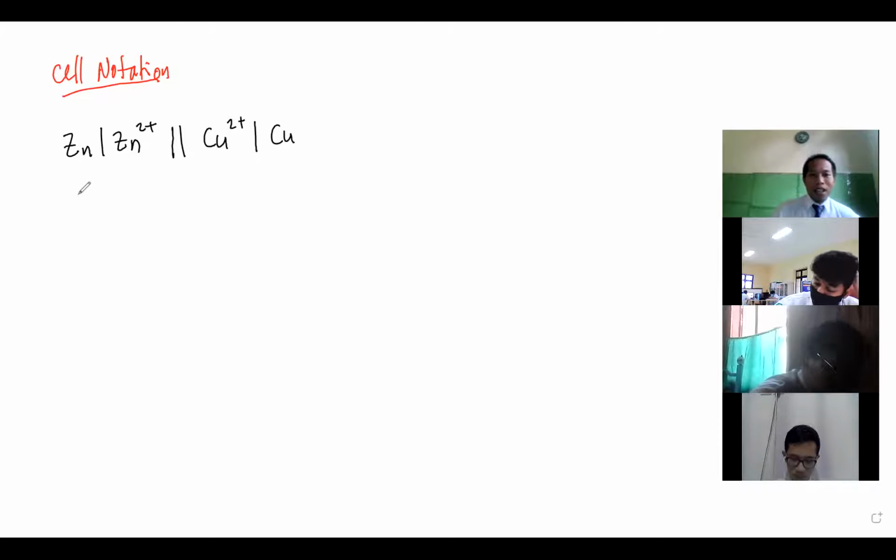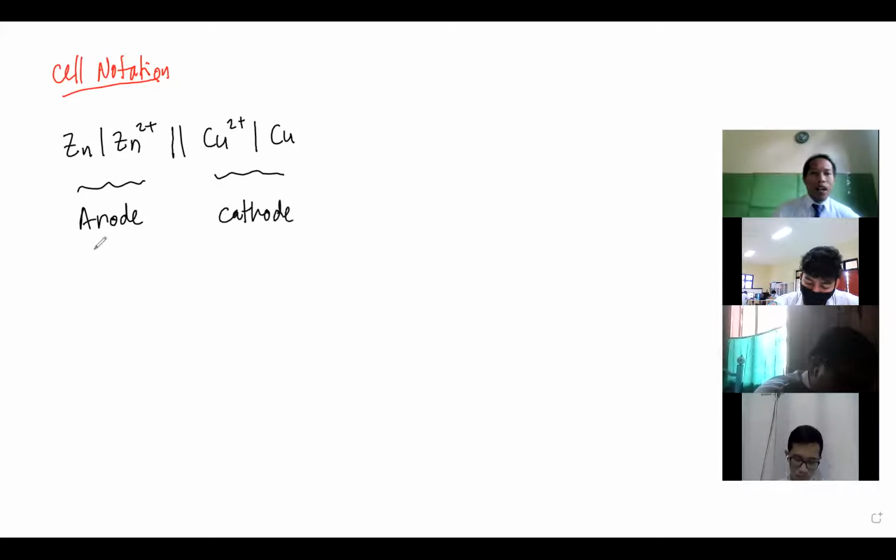The left side is the anode. Always anode here on the left side. On the right side, always cathode. In the anode, there is an oxidation process. As you can see here, this is the oxidation process. In the cathode, there is a reduction process.